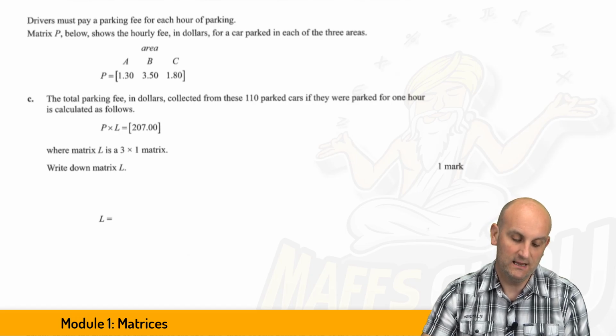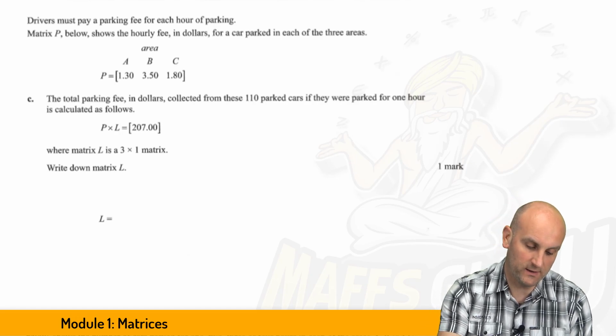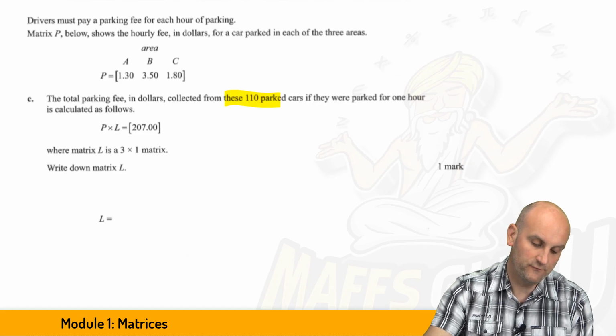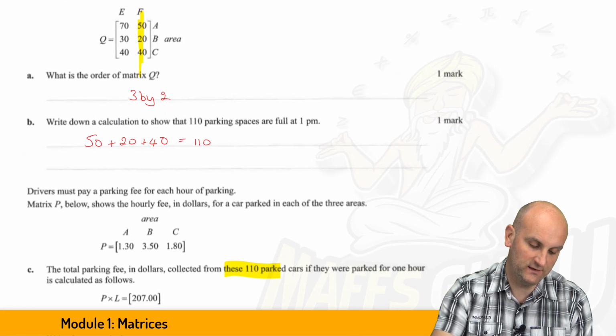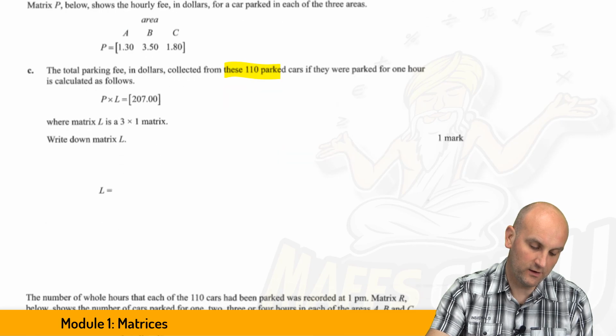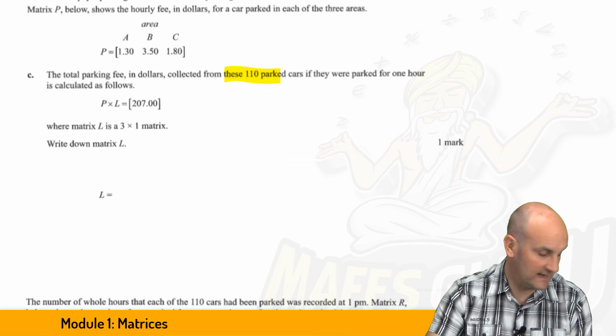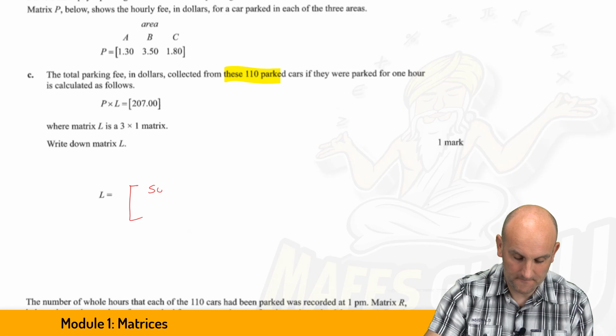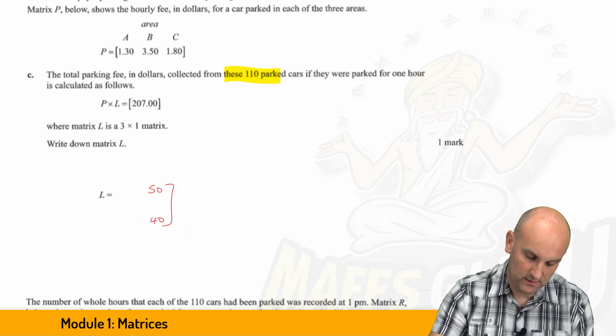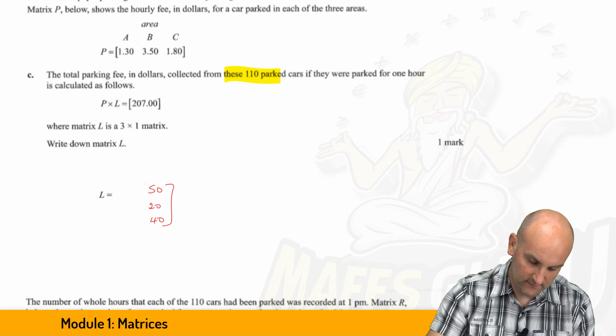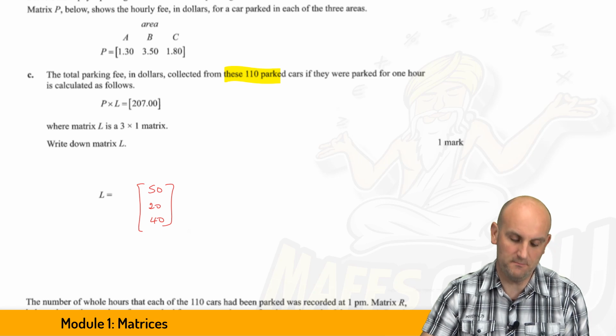Well, basically, if we're doing the 110 cars parked, then I'm looking for this column here, this 50, 20, 40. And so what it's actually asking me to do is say that L is equal to 50, 20, and 40. Hopefully your matrix brackets look better than mine.